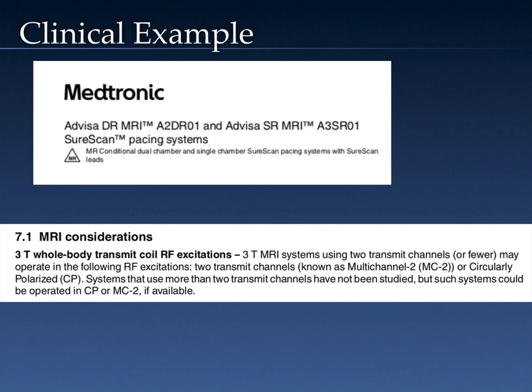When you see a condition of use that states quadrature transmit only, it's referring to the standard way one would transmit prior to the introduction of this multi-channel or multi-transmit mode. So again, you need to know if your system, number one, has this capability, and number two, if it does, when necessary, how do I switch between multi-transmit mode and circularly polarized or quadrature transmit mode.